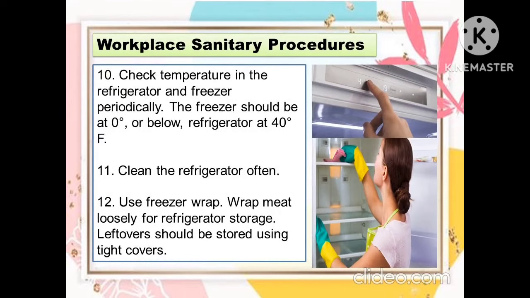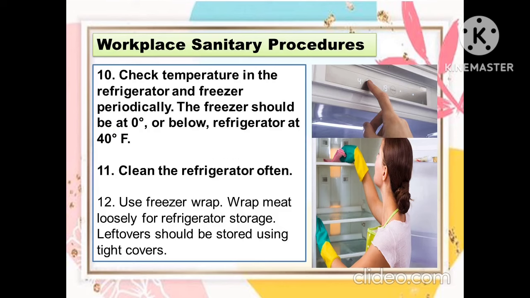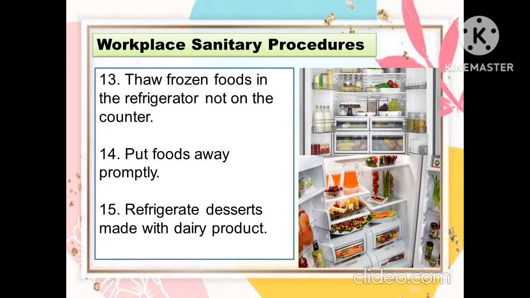Other workplace sanitary procedures are the following. Check the temperature in the refrigerator and freezer periodically. The freezer should be at 0 degrees or below. Refrigerator at 40 degrees Fahrenheit. Clean the refrigerator often and use freezer wrap. Wrap meat loosely for refrigerator storage. Leftovers should be stored using tight covers.